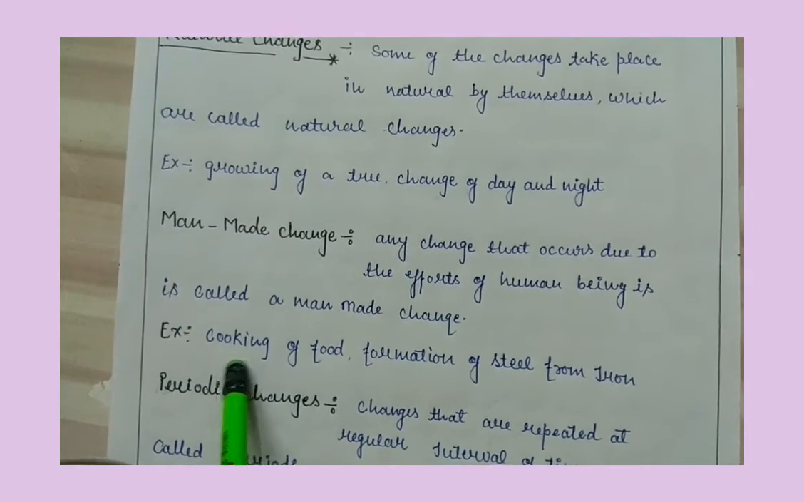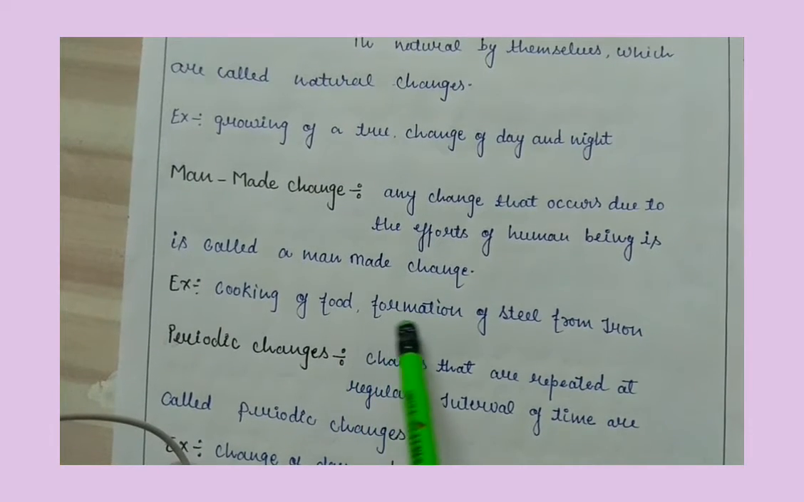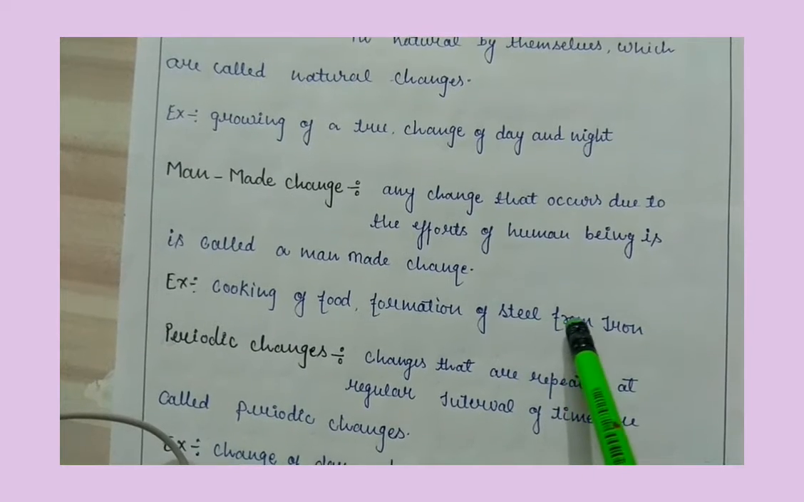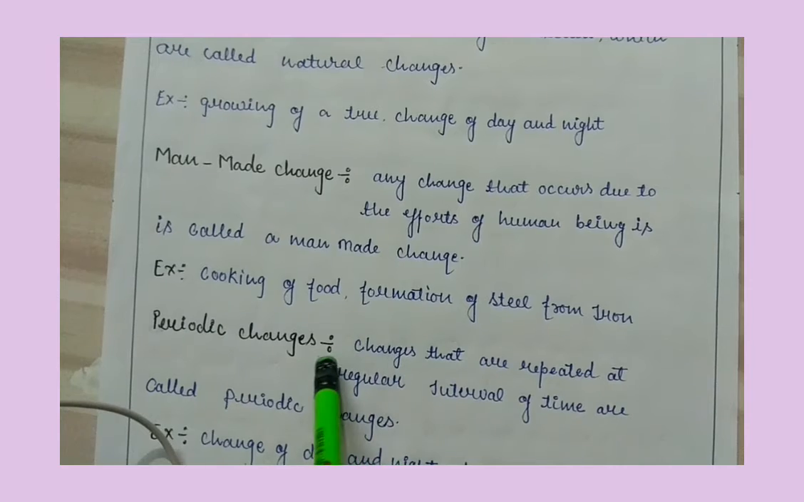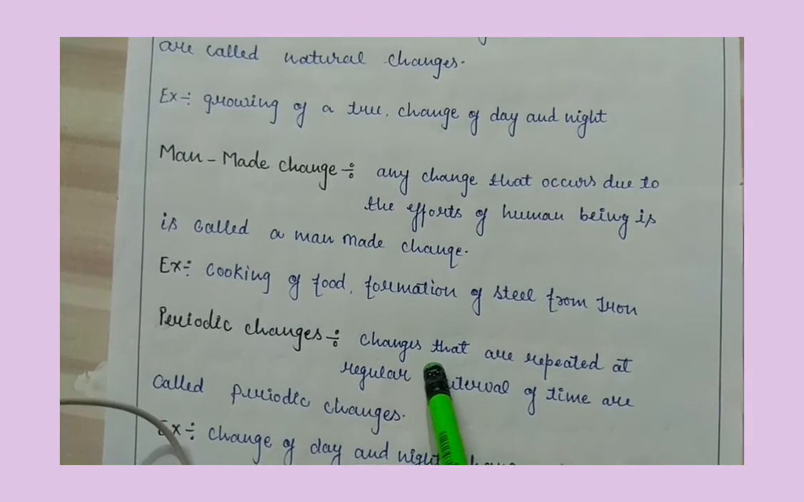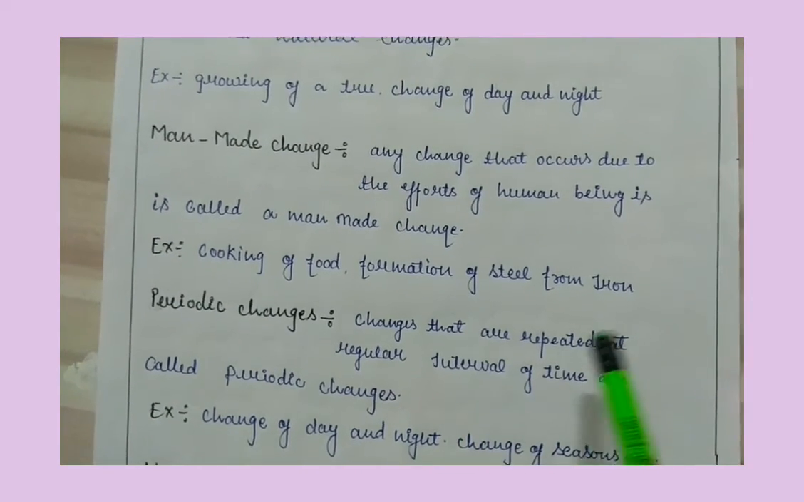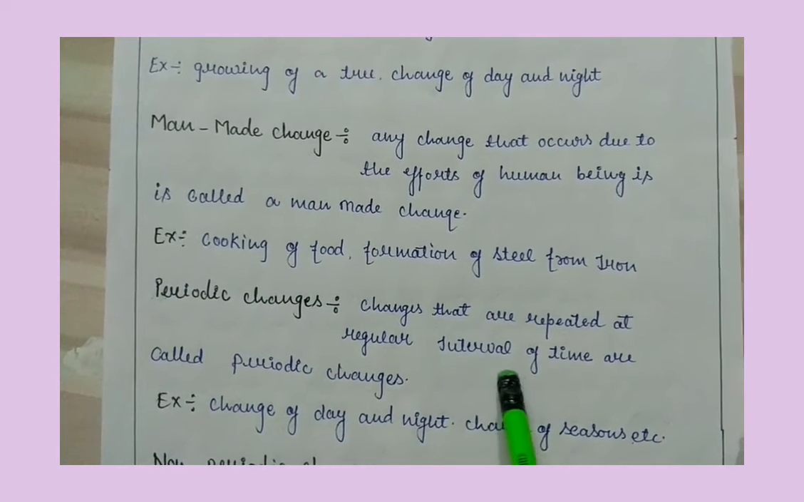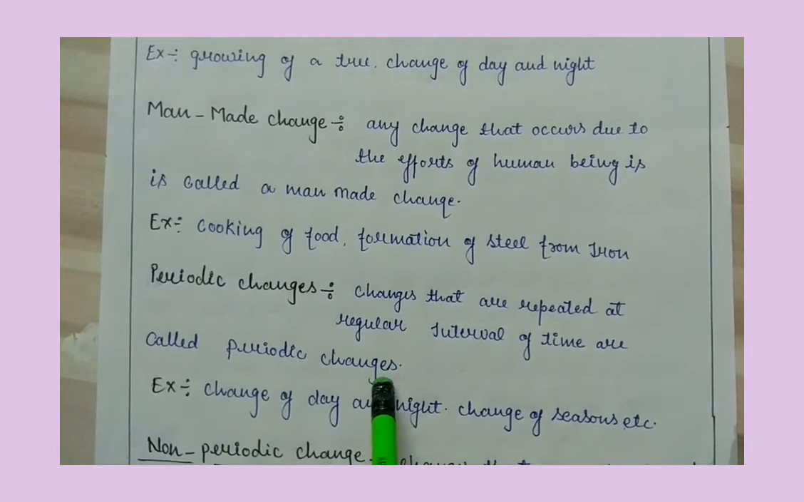For example, cooking of food, formation of steel from iron. These are examples of man-made change. Next, periodic change. The changes that are repeated at regular intervals of time are called periodic changes.